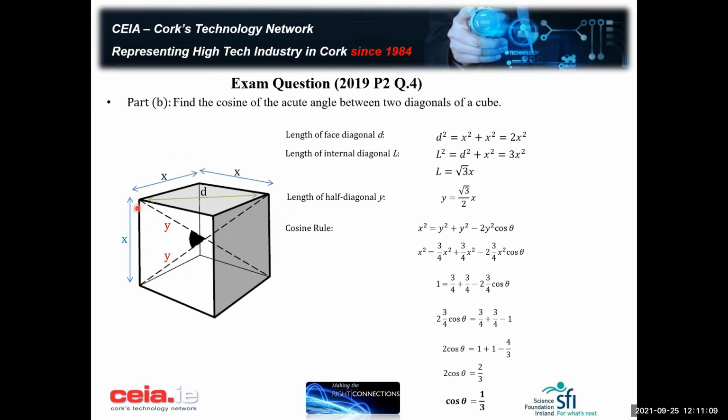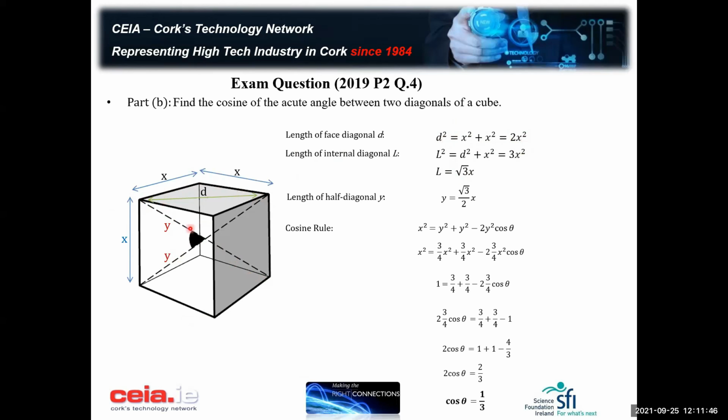Well, one of them is just the edge of the cube, so it's a length x. We need the length y, which is half the length of this diagonal. How do we get the length of this diagonal? Well, first we look at the face diagonal and apply Pythagoras. This is a square on top here. So this face diagonal d has a length of, well, its square length is 2x squared.